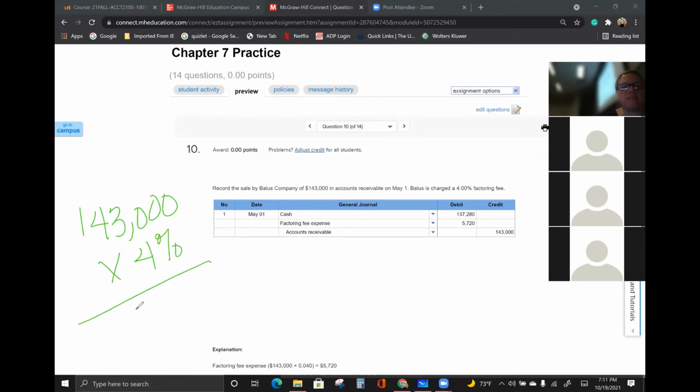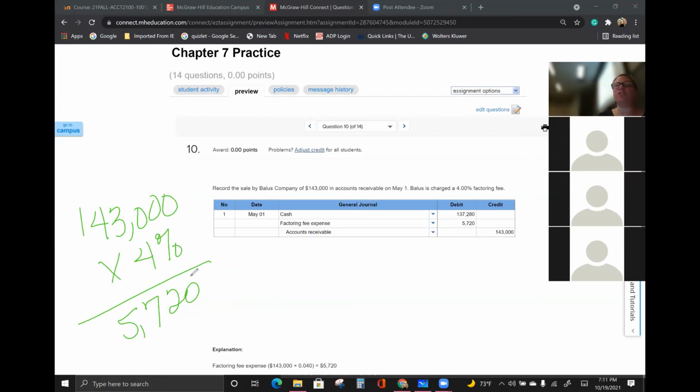So my fee that I have to pay is this $57.20. I'm just taking the $143,000, multiplying it by the percentage to come up with the fee I have to pay to sell my receivables. The fee is the $57.20. So the cash that I get is the $143 less the fee.